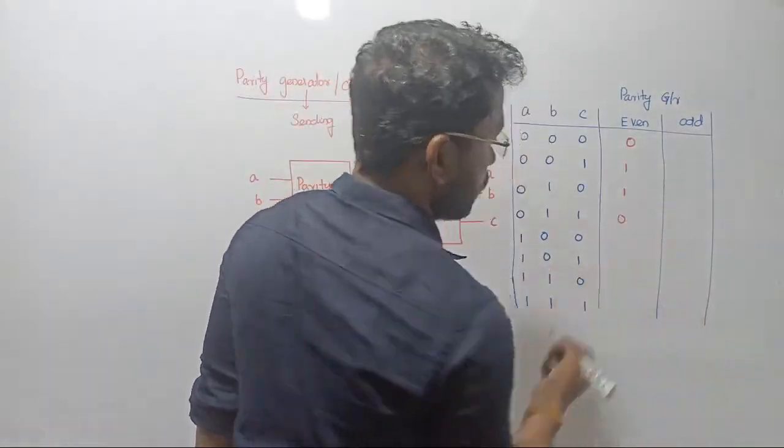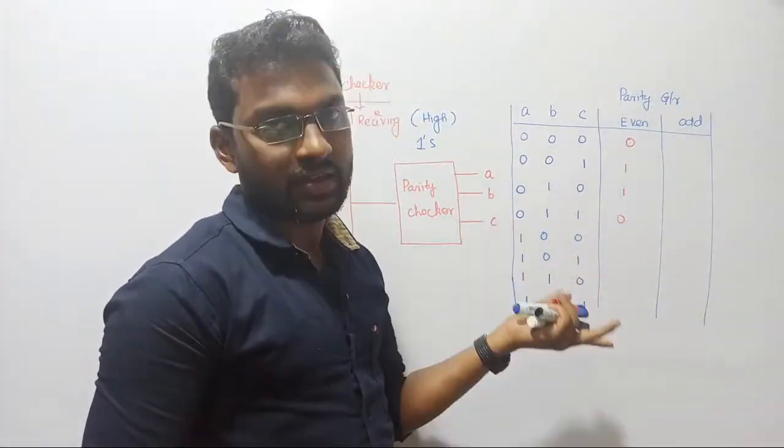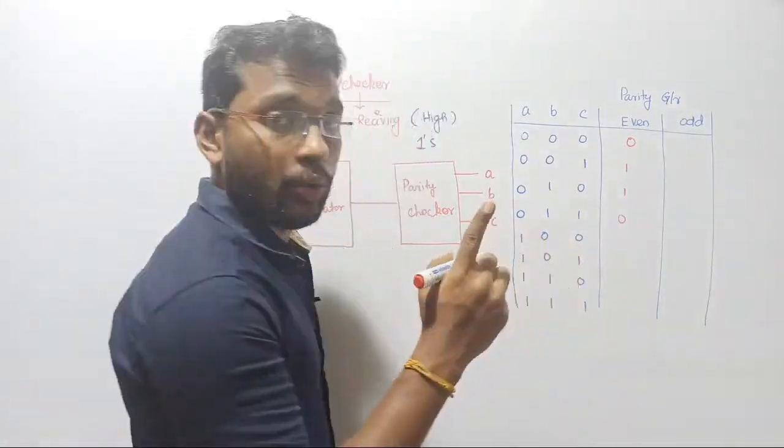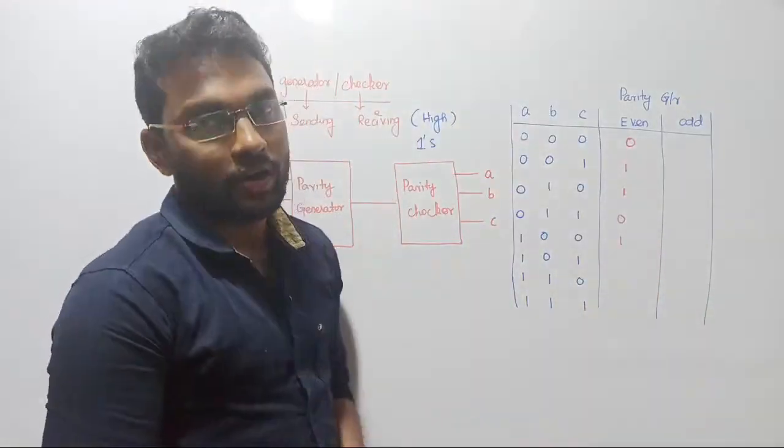So it won't do anything. It will add bit 0, because already the condition is satisfied. 2 ones are there. I don't need to add any extra ones, right? Similarly, 1, 0, 0. Only one is available. Let me add one more bit, that is one more one, such that it will become an even number of ones, right?